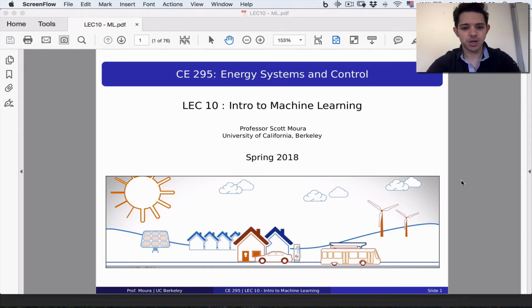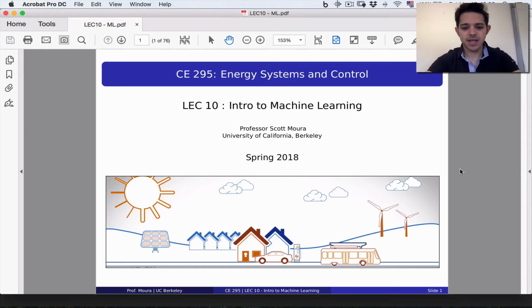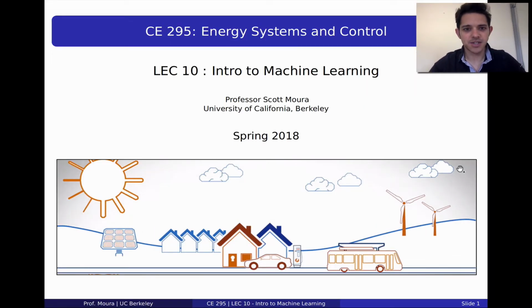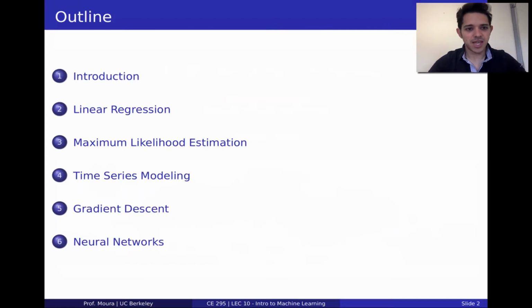All right, folks, welcome. So today we're going to start our unit on machine learning. This is chapter 4 in CE 295 on energy systems and control. And this will actually be a two-part video series. We'll do one part which will take an hour more or less, and the second part will also be an hour. So let's jump in with the outline.